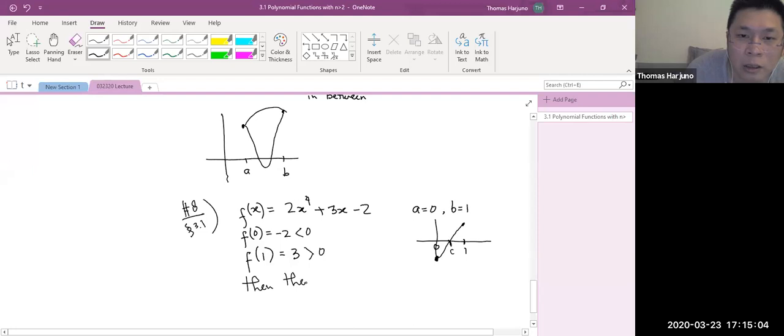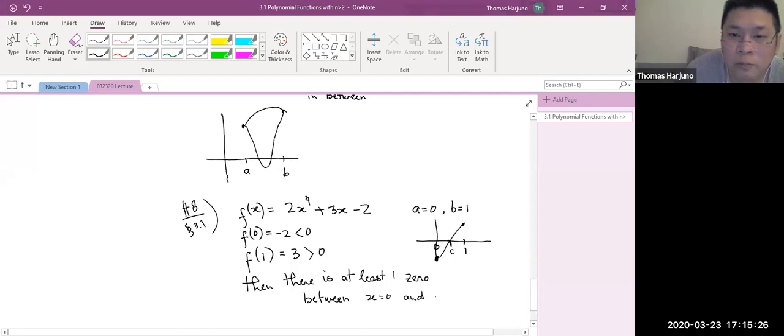there is, actually I should say at least one zero between x equals 0 and x equals 1. Now the thing is, we don't know how many zeros there are. We just know there is some zero in that interval.